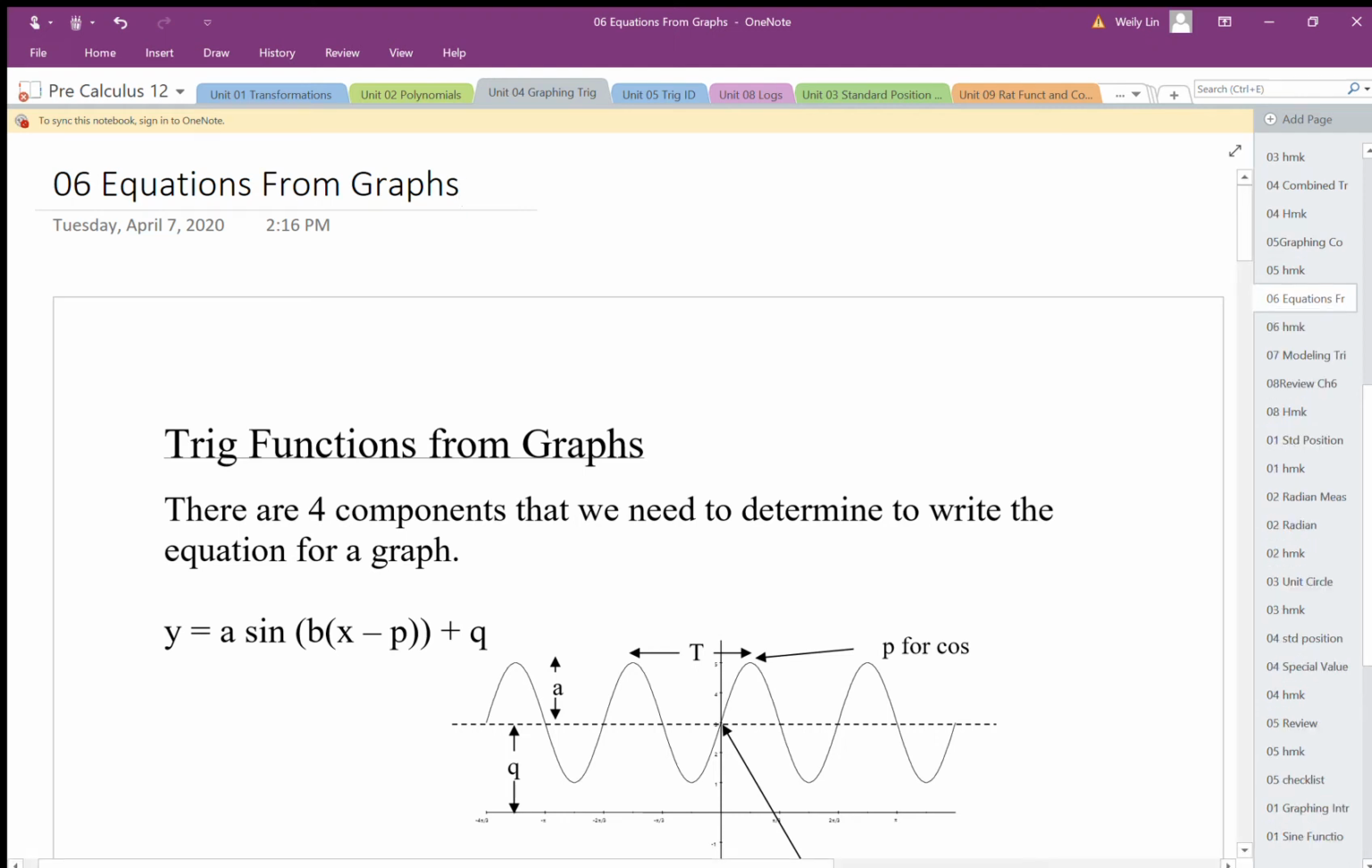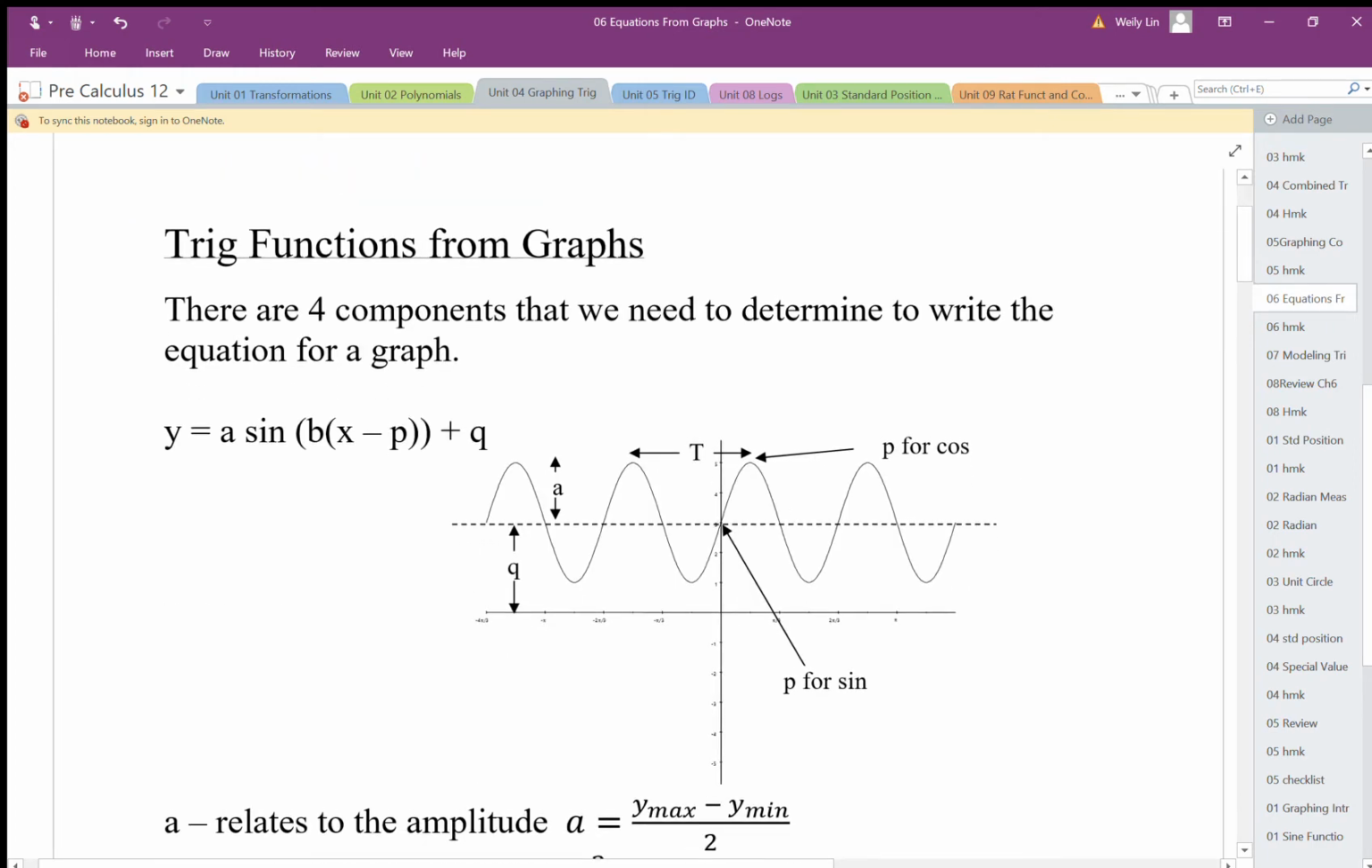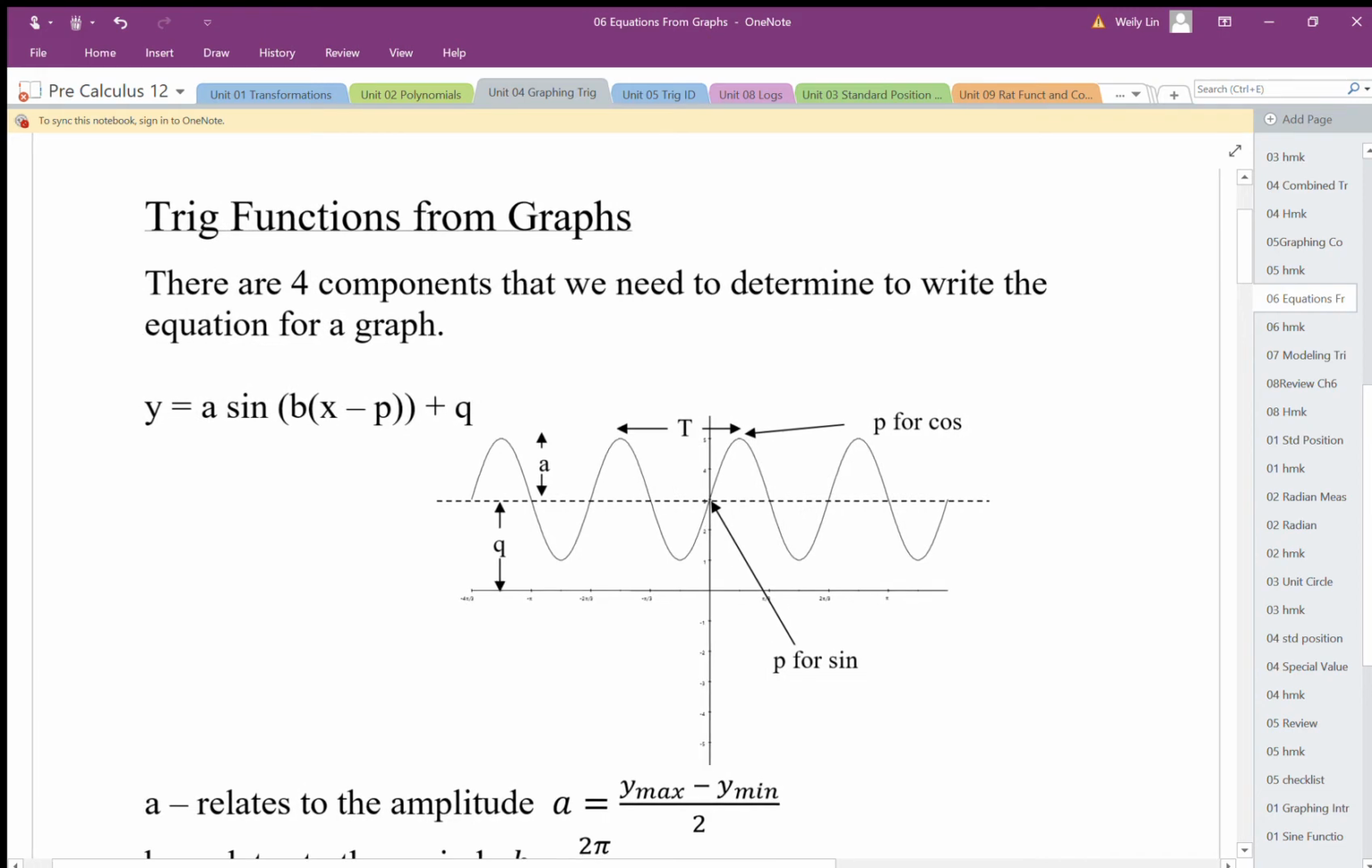So this set of notes is looking at getting the trig functions from the graphs. You're given a graph of the function and you're going to be coming up with the four components. The A, which is our vertical expansion and flip. B, which is our horizontal compression, expansion, and horizontal flip. Our P is our horizontal shift, which represents the starting point of our graph. And the Q is our vertical shift, which represents the middle of the graph.